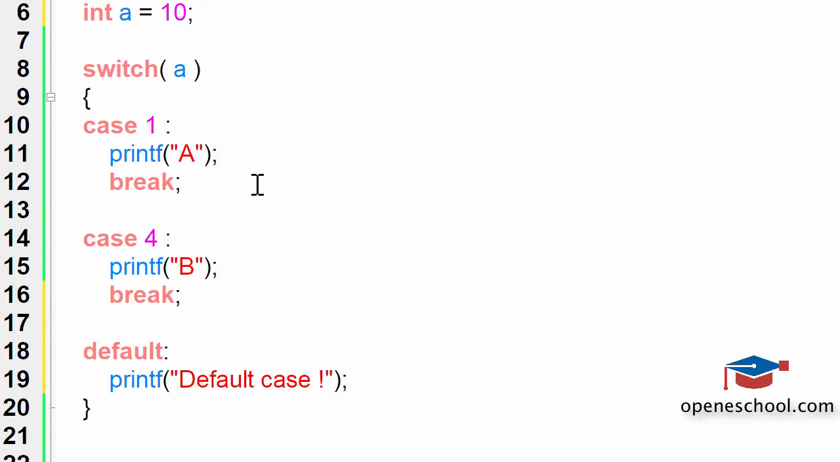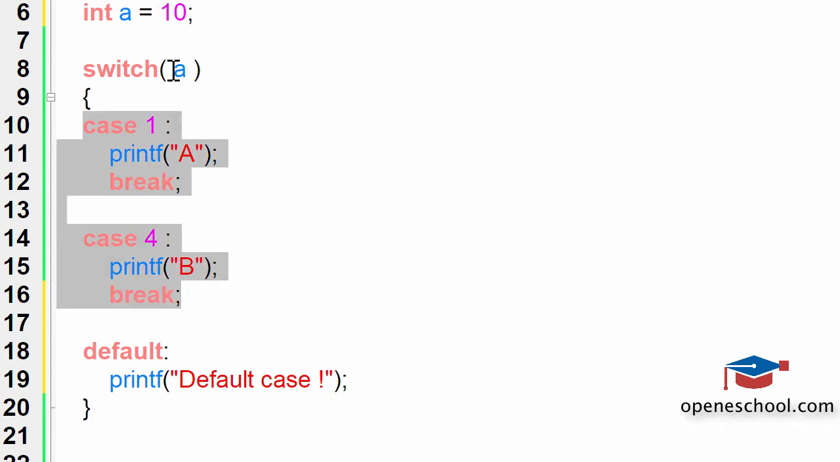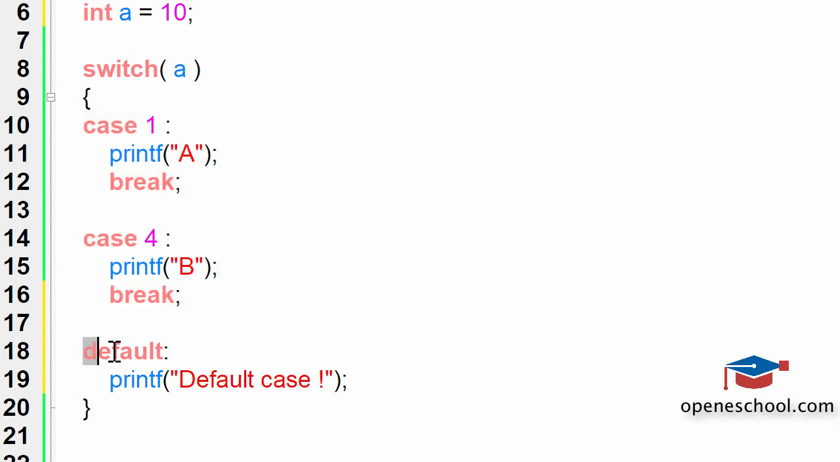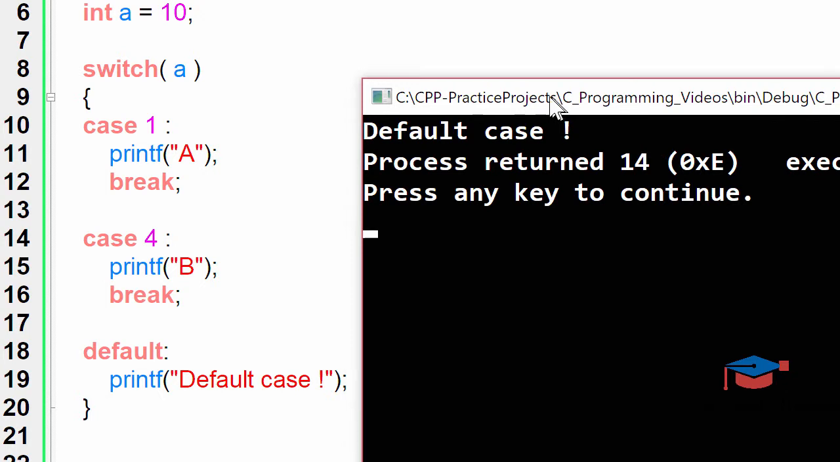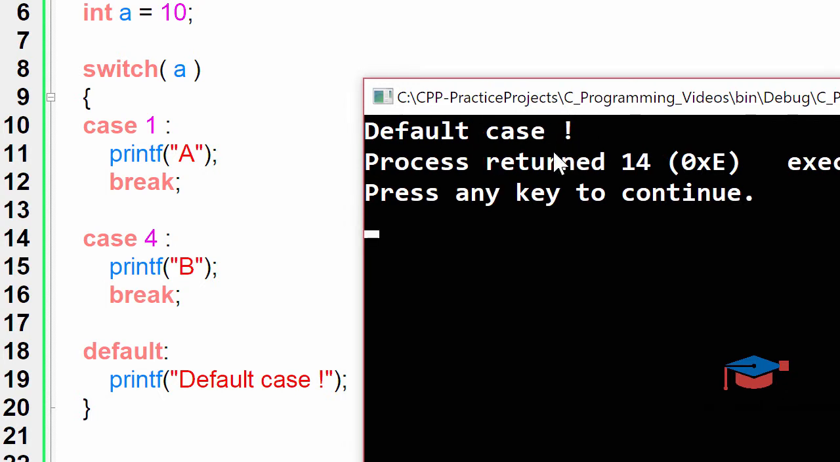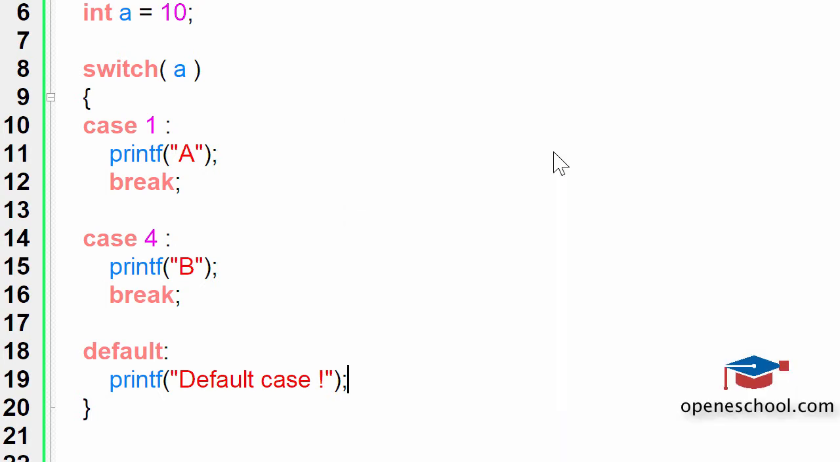Now when we execute this code, and we have given the value 10 to the variable A, both these cases will not match with the value of A. Therefore, automatically the default case will execute and this string will get printed on the screen. So let's run our code and you will notice that the default case string has been printed on the screen because the value of the decision variable did not match with both these cases inside the body of the switch statement.